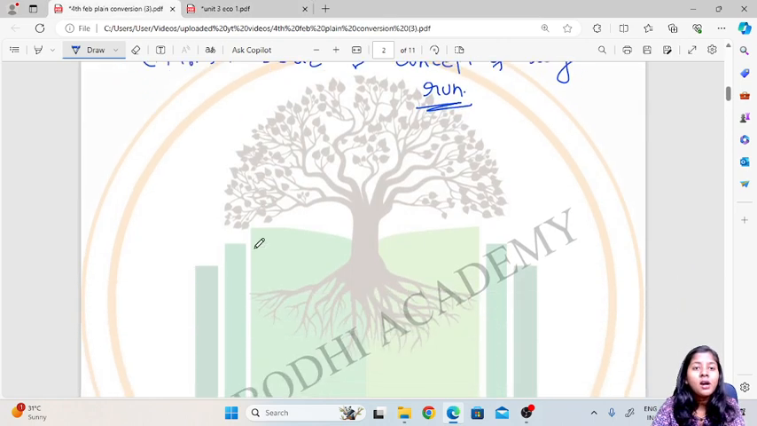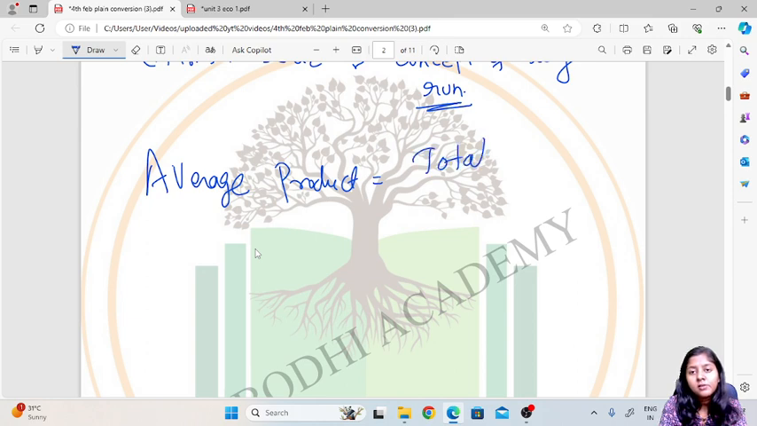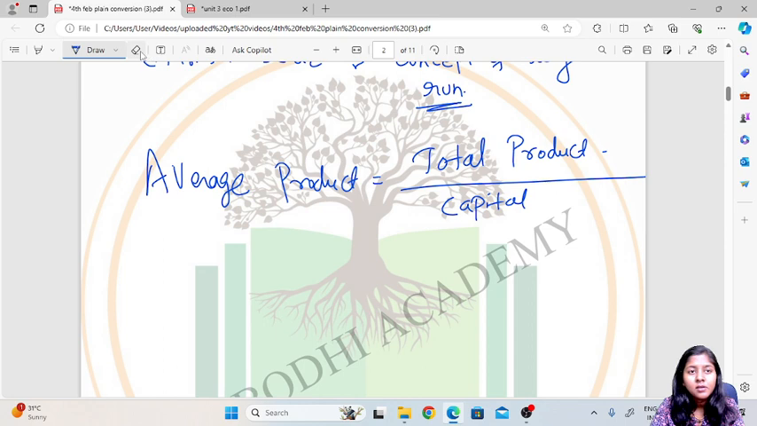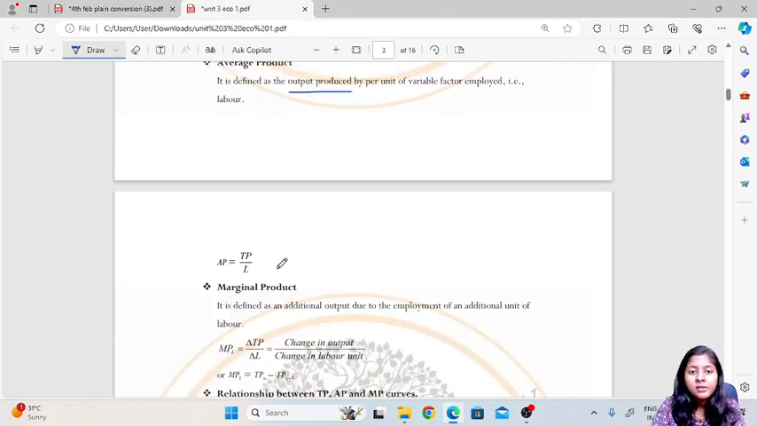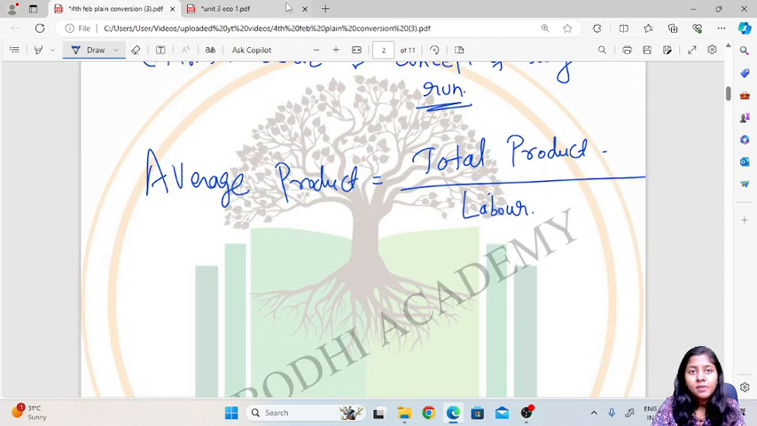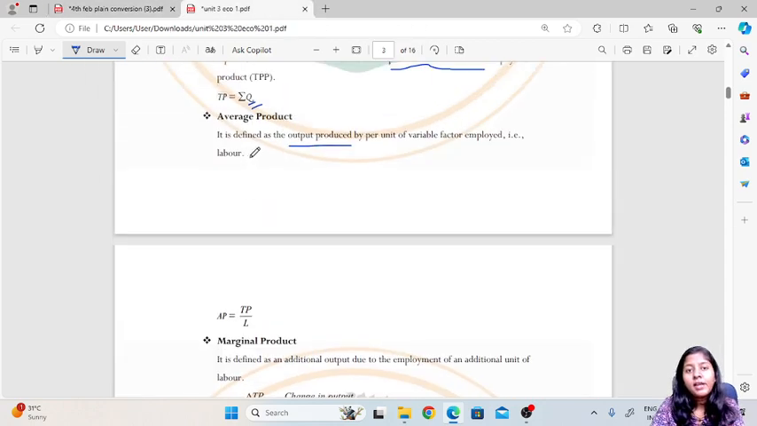So how do we denote average product? Average product is equal to total product divided by capital. Okay, sorry, divided by labor. Total product divided by labor. Okay, so this is how we can find the average product.